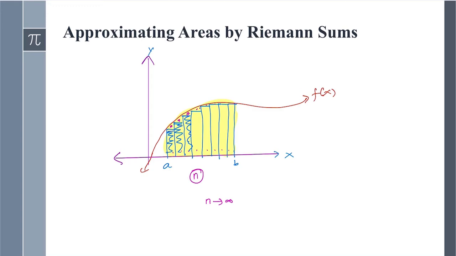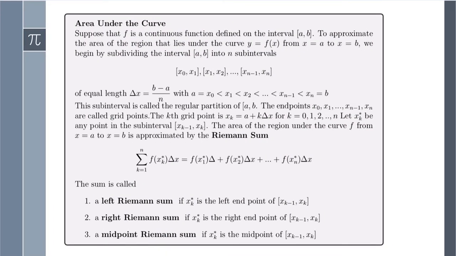We'll see that gradually we'll increase the number of rectangles, and then we'll take it to infinity, and then we'll see what the area is going to be. So let's start with this definition here. For any continuous function defined on a closed interval AB, to approximate the area of the region under the curve from point A to B, what we do is we will divide the region into subintervals, like this.